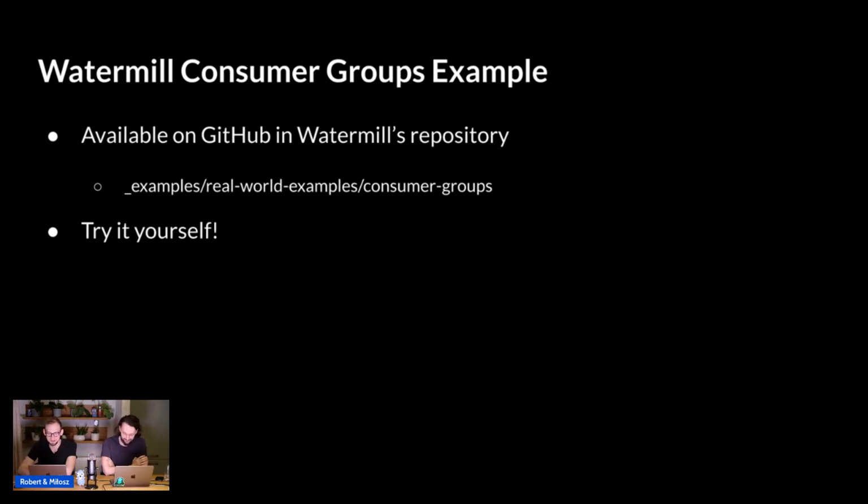Of course, it's not customer groups, it's consumer groups. Thanks for pointing that out on the chat. So there's a new example about consumer groups on the GitHub repository of Watermill, next to the other ones, like those for services and events Robert mentioned. And it's live already there. So you can try it yourself. It's just one Docker Compose you can spin up and see in your local environment.